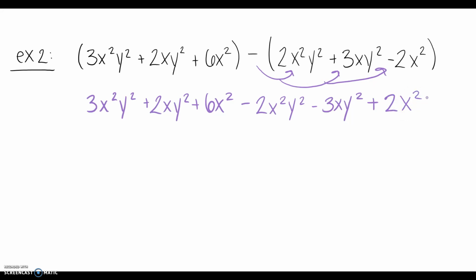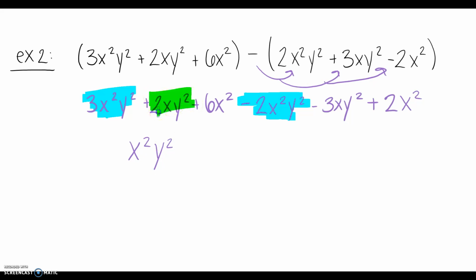Now at this point, we can just combine our like terms. So first one, we got a 3x squared y squared. Here I've got an x squared y squared. So I can combine these two. So 3 minus 2, we're left with x squared y squared.